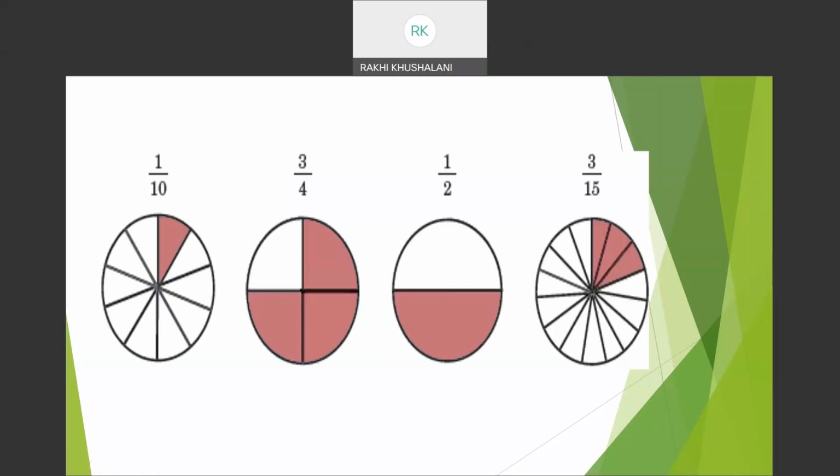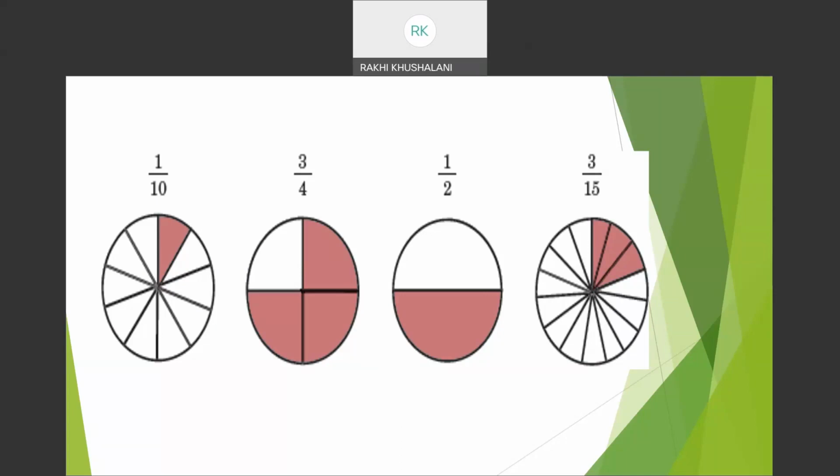Like here, the example is given. There is a circle, 10 equal pieces are done, and I have picked up only 1 pink shaded piece. It's a unit fraction as well as a proper fraction. As long as the numerator is smaller than the denominator, it's absolutely okay. There is a circle with 4 parts. I picked up 3 pink shaded parts. The numerator is smaller than 4. I am a proper fraction.